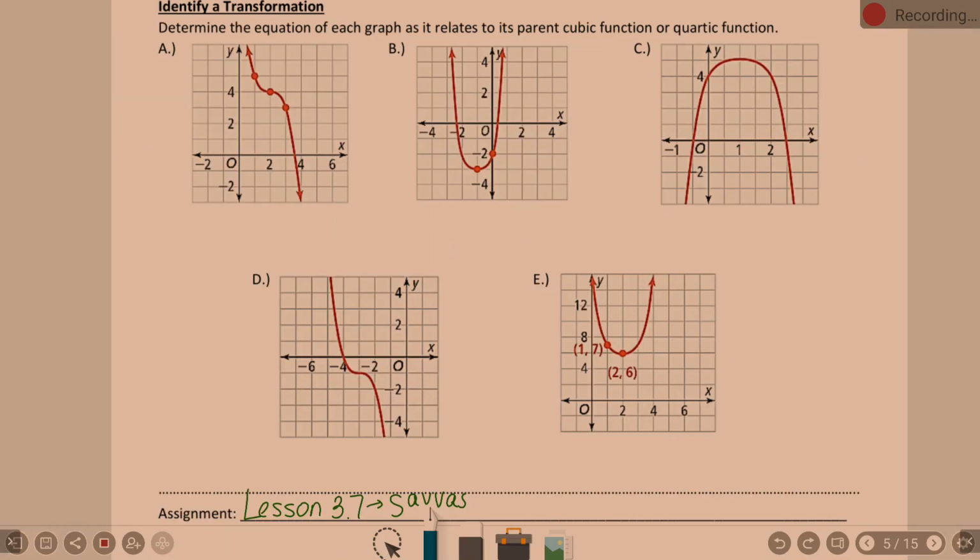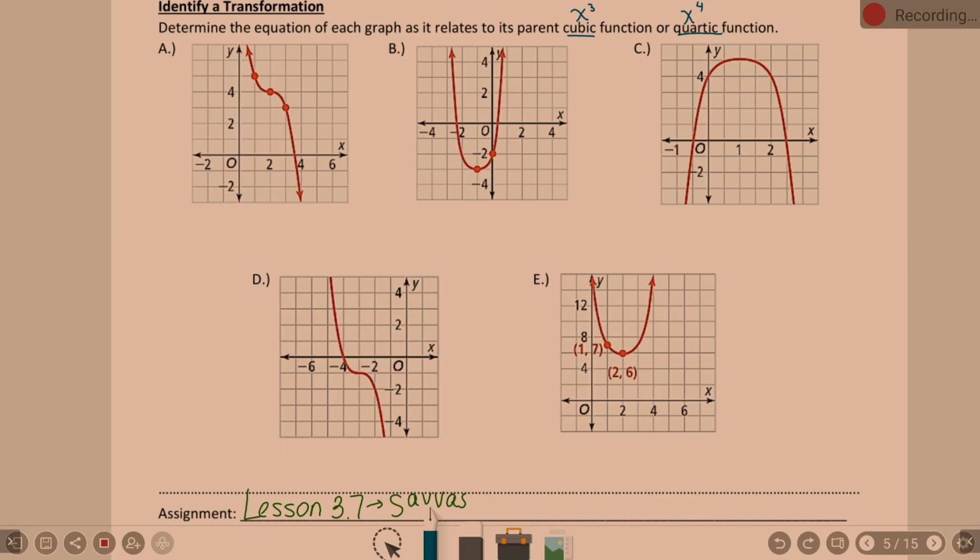Okay, let's look at the bottom half of the notes here. In this scenario, they're giving us graphs, and they want us to write the equation. So the directions ask us to determine the equation of each graph as it relates to its parent, and notice it says cubic function or quartic function. So they're telling you right now it's a cubic or a quartic. So it's an x to the 3rd, or it's an x to the 4th. Just to straighten out, these parabola-looking things you see aren't x squared. We're going to use x to the 4th.